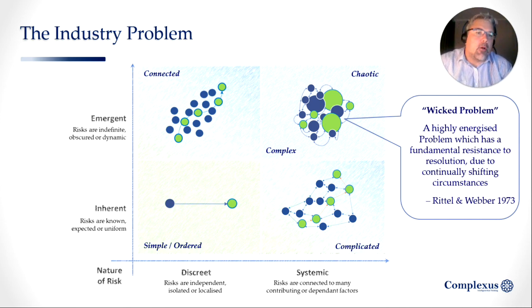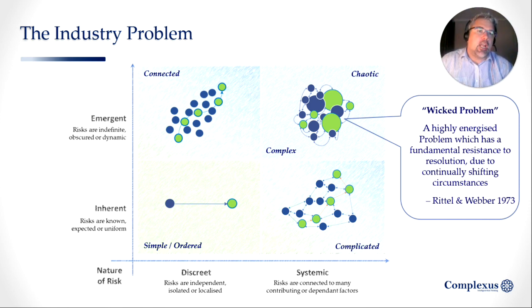Now, the concept of a wicked problem was first developed, I believe, in 1973 by Rittel and Webber. And basically what they were describing was a highly energized problem which has a fundamental resistance to resolution, primarily due to continually shifting circumstances. And a really good example of the type of risk that would live in there is something like the Palestinian problem. On a good day, it's complex. On a bad day, it's chaotic. But it's never less than that. Every time they try to propose a solution, everything changes and shifts accordingly. And it's constantly going backwards and forwards between chaos and complexity. It doesn't matter what solutions we put in there, it doesn't seem to be resolved.